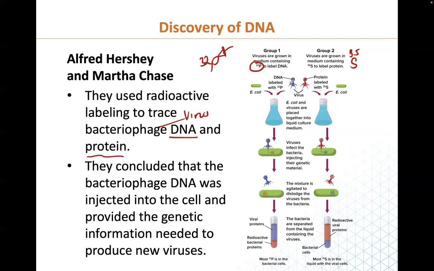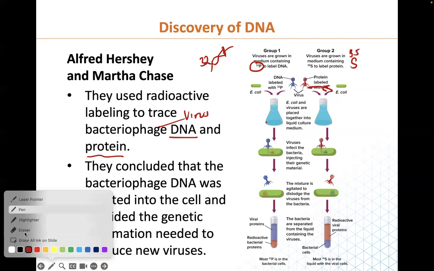The labeled bacteriophage was mixed with E. coli, Escherichia coli, in the same flat-bottom flask. Then the E. coli was also put with the bacteriophage that was labeled with sulfur 35.